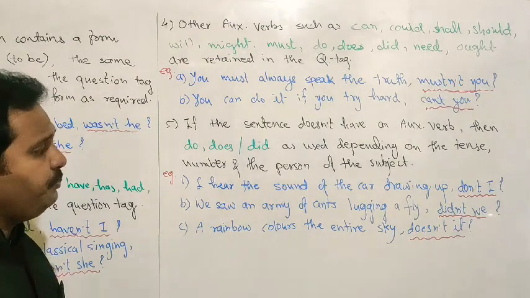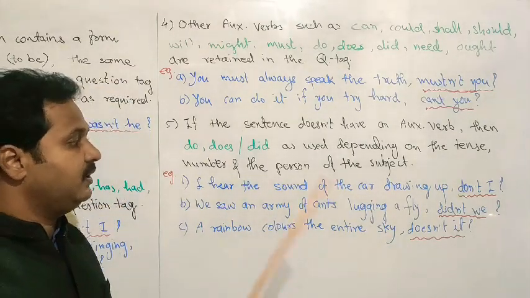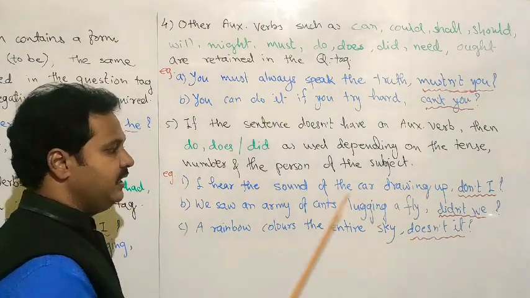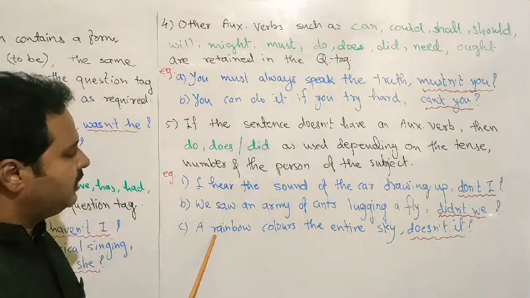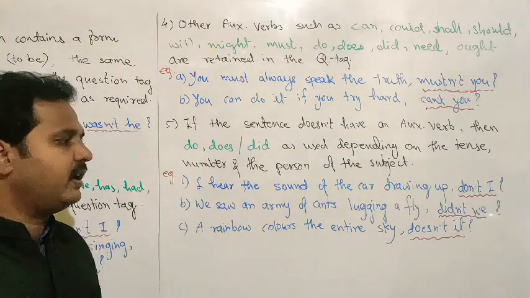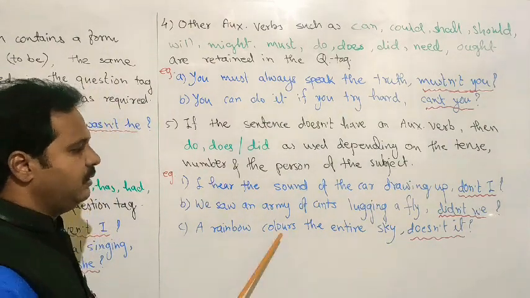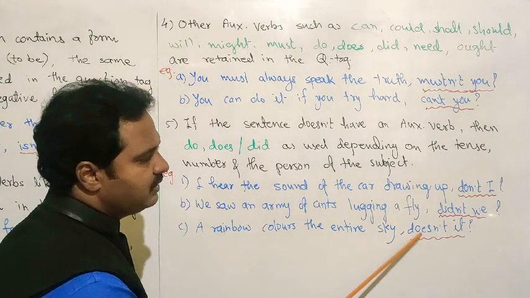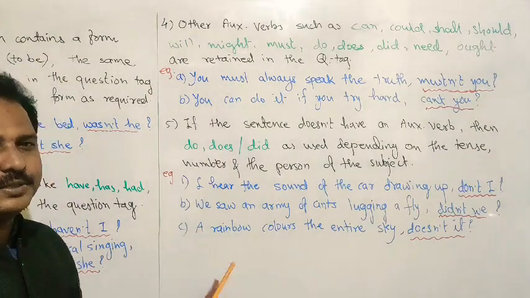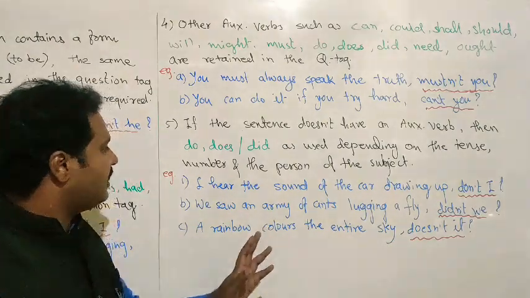Then, we saw an army of ants lugging a fly. Then saw is past tense. Did we use? Didn't we? Then the last one. The rainbow colors the entire sky. The rainbow, third person. That way we use doesn't it, because it is present tense. This is a simple present tense. That is why we use doesn't it there. So these are the rules of the fifth one.